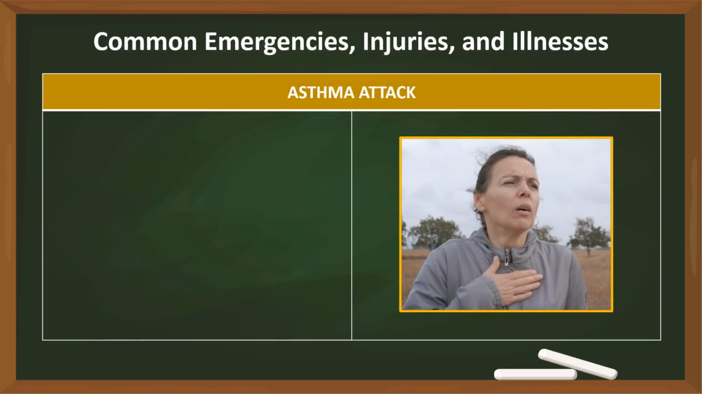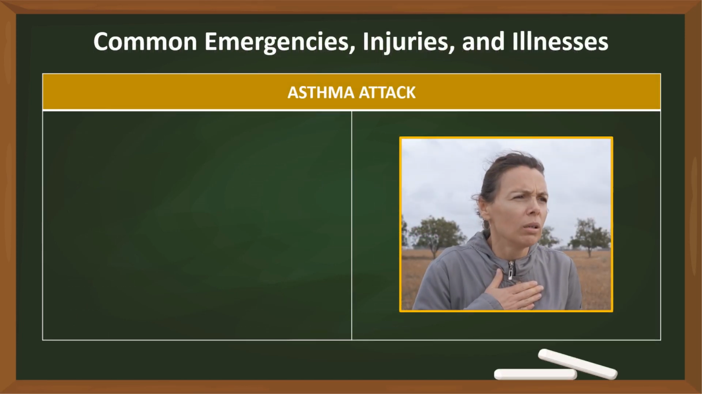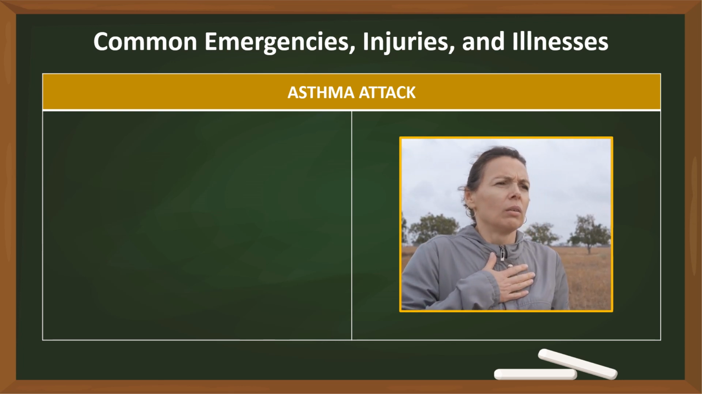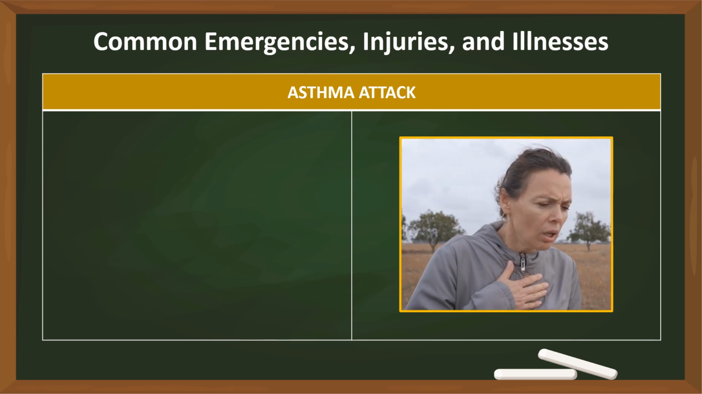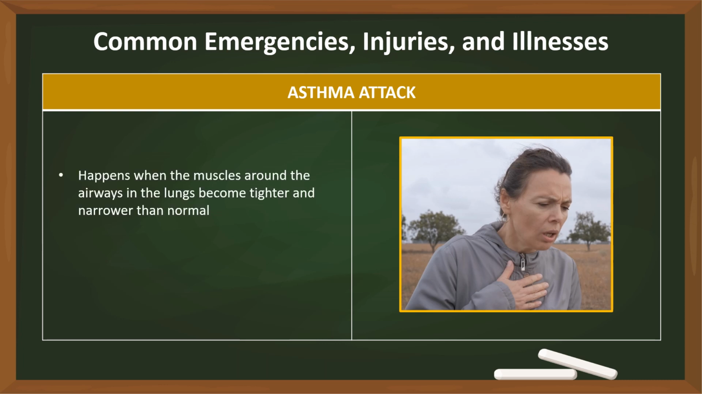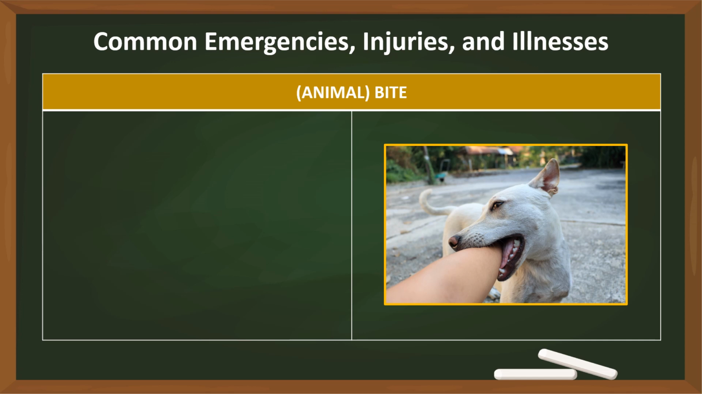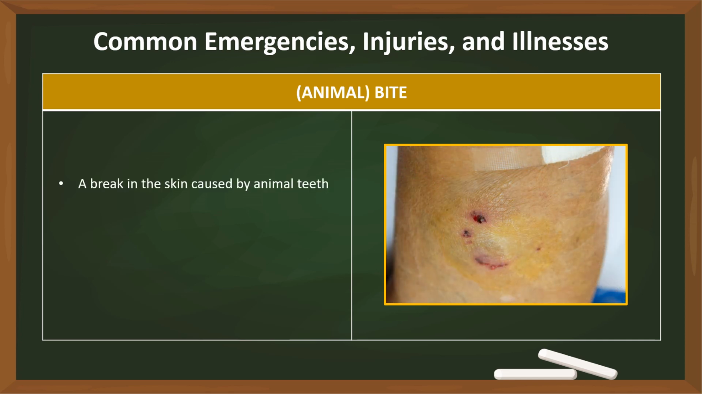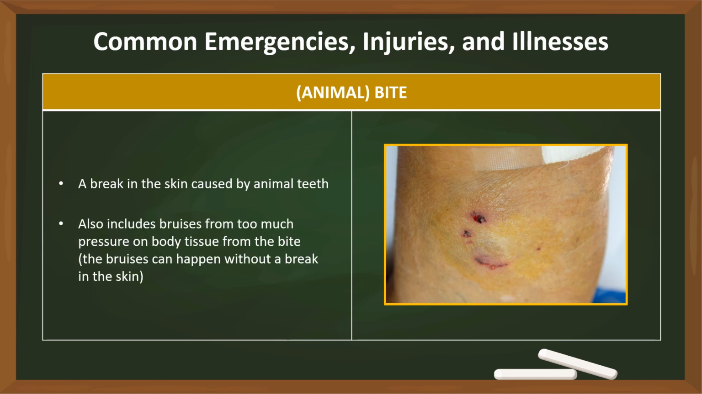First on our list is asthma attack. An asthma attack happens when the muscles around the airways and the lungs become tighter and narrower than normal. As a result, breathing becomes difficult, noisy, rapid, and/or shallow. Next is animal bite. It's a break in the skin caused by animal teeth. It also includes bruises from too much pressure on body tissue from the bite.